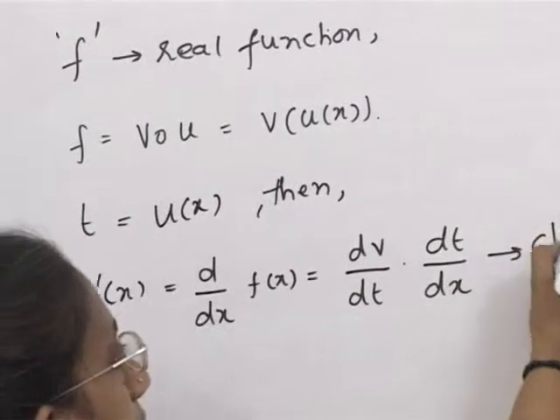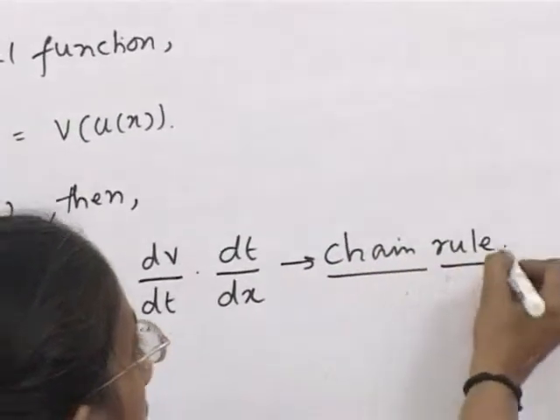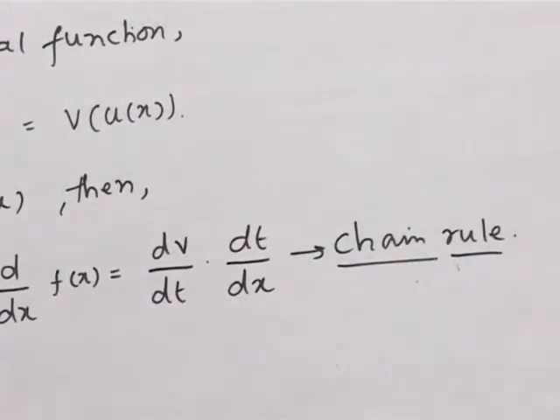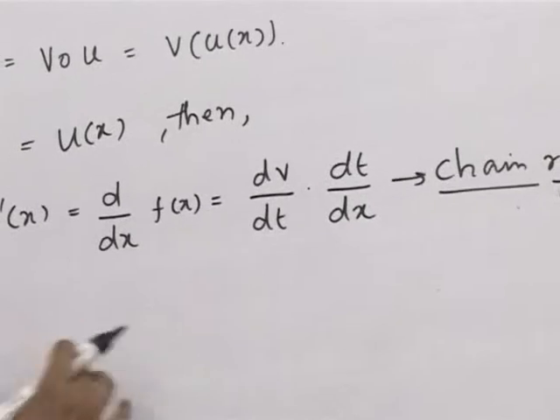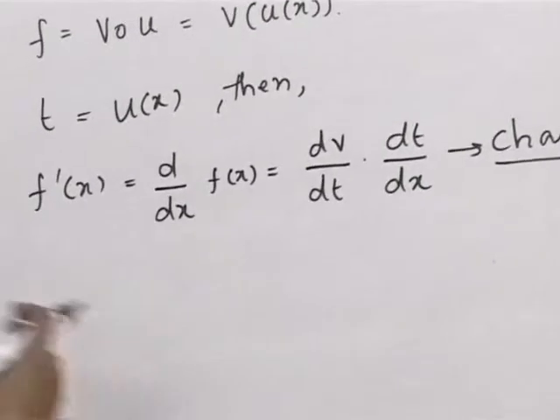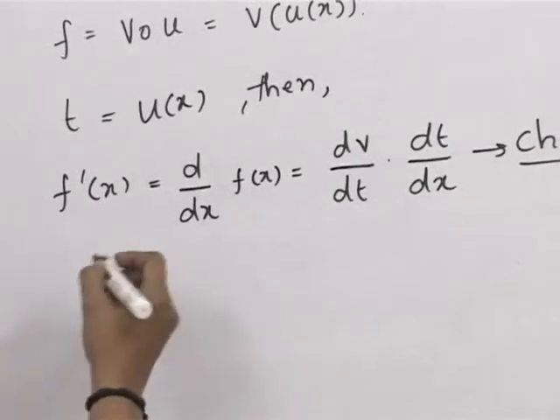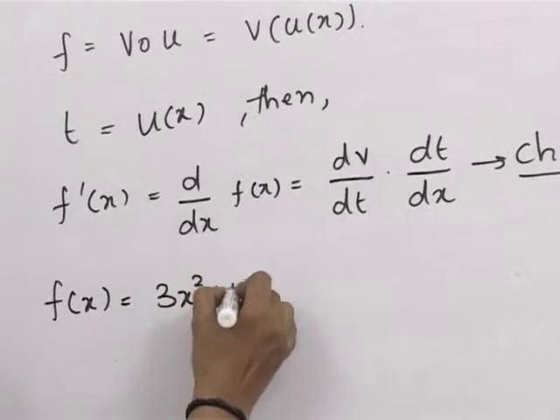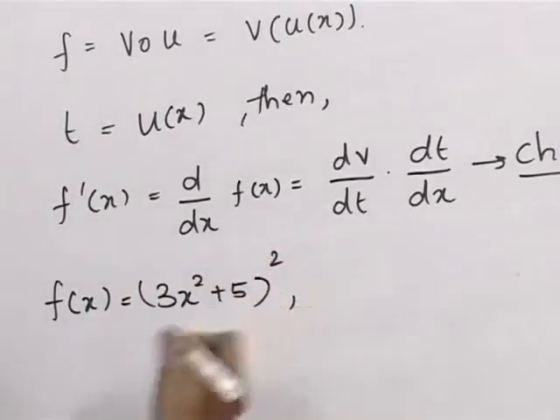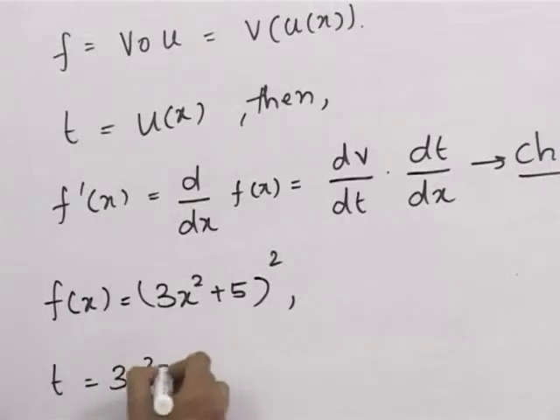Now this is what is called the chain rule, a very important concept in differentiation. So in all the following exercises we will be discussing, we will be doing a lot of problems using this chain rule. Now for example, if f of x is equal to (3x square plus 5) the whole square, we will be taking t to be equal to 3x square plus 5.